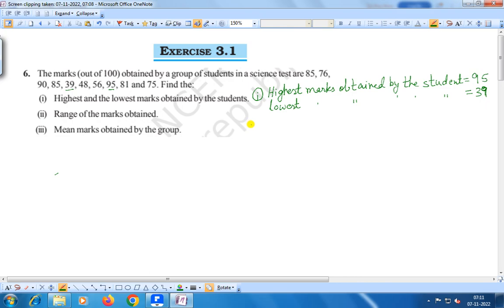Now question number 2. Question number 2 is range of the marks obtained. Range of marks is equal to highest marks minus lowest marks.